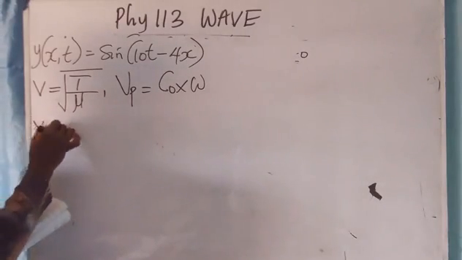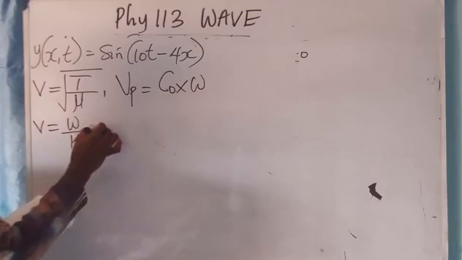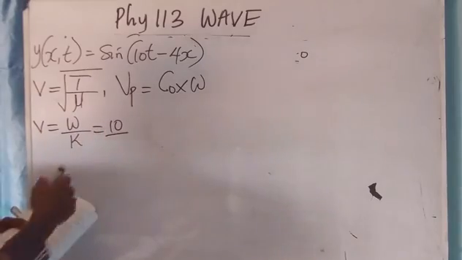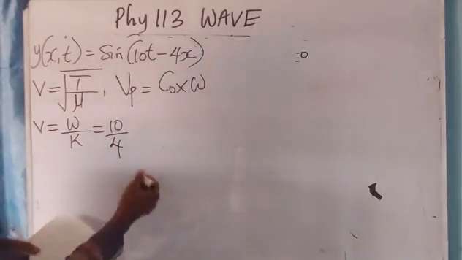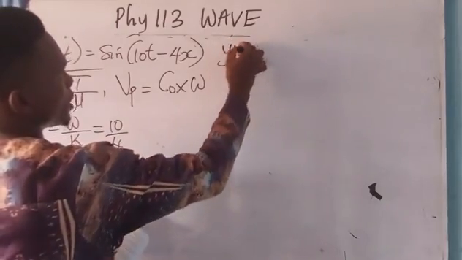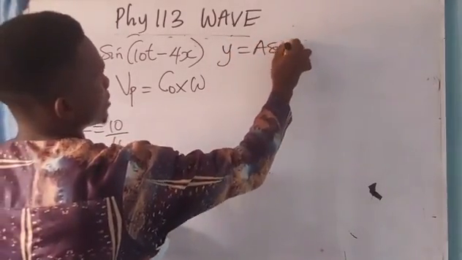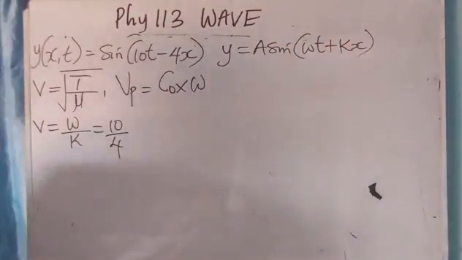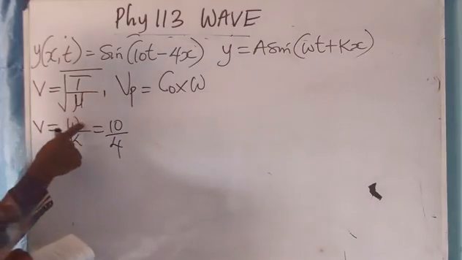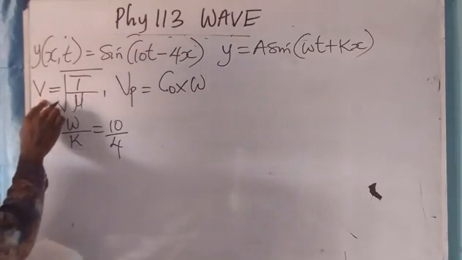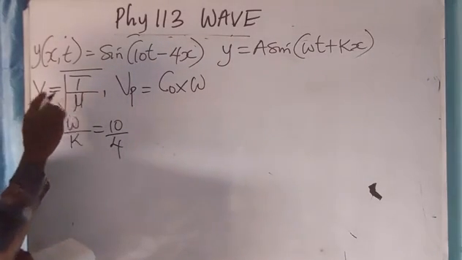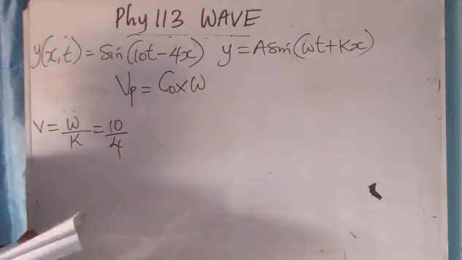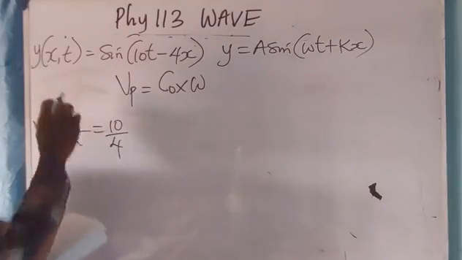So it means that v equals ω over k. ω from the question is 10, and k from the question is 4. Do not forget this formula, I'll write it out: y equals A sine (ωt plus kx). Now the formula ω over k is the speed of transverse wave. We're asked to calculate phase velocity and not transverse wave speed, so that formula shouldn't be used.